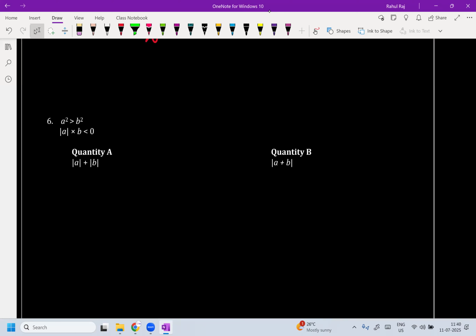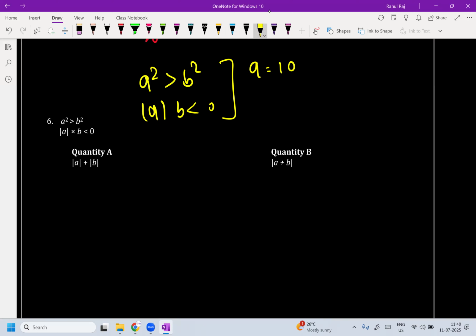So what you're doing over here? Think about in this term, Shweta. It says a square is greater than b square, right? And then it also says mod a cross b is less than 0. Take some such numbers where both the informations are satisfying. Imagine if I take a is equal to 10. The b value in the second equation has to be negative, no? Let's say I take a is equal to 10 and b is equal to minus 5. Tell me both are satisfying or not.